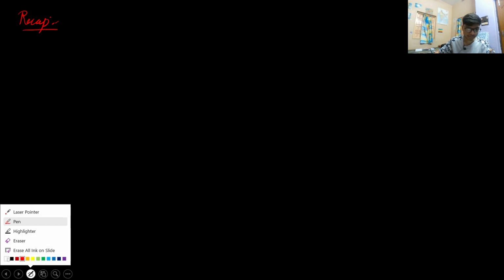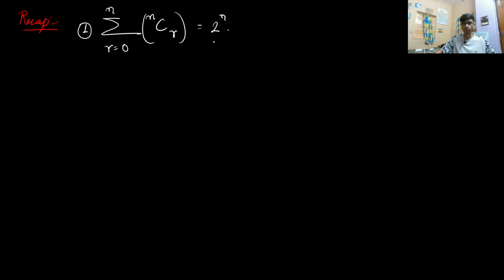So before moving further, let us take a small recap of the concepts we have already covered till now. So what we studied till now is the summation of r going from 0 to n of all the binomial coefficients nCr is basically equal to 2 to the power n. So this is the very first thing that you must remember.